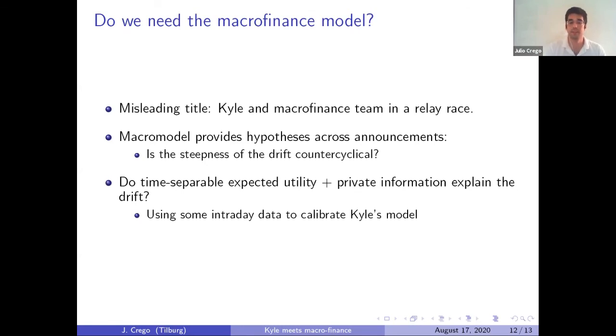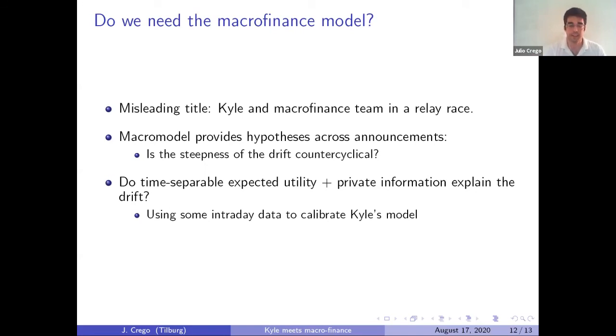So is the steepness of the drift countercyclical, which I think is what you're going to get with a countercyclical SDF? Right? So market makers are really risk averse during crisis, and therefore they really need a high risk premium, so the drift should be much higher. So is this happening or not? I think it will help to test your model.